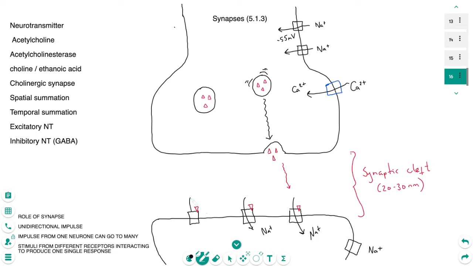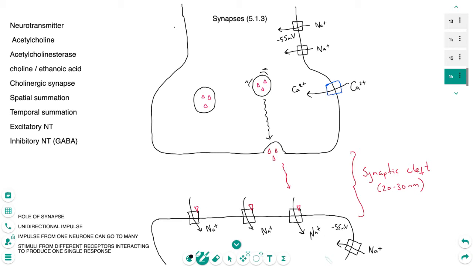If there's enough sodium entering, we're going to get to our threshold of minus 55 again, and that's going to cause this one to open. This one will be voltage gated now. And the impulse will carry on to the bottom. And this goes on from one neuron to the next.